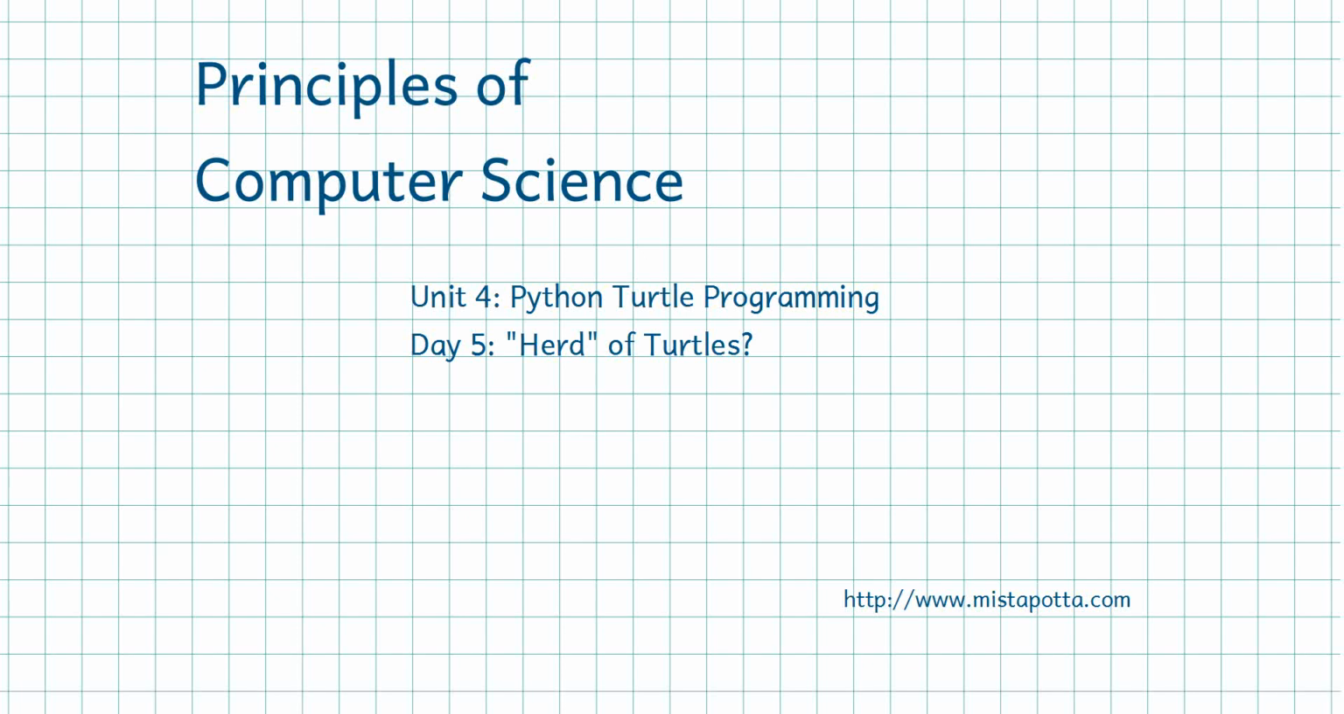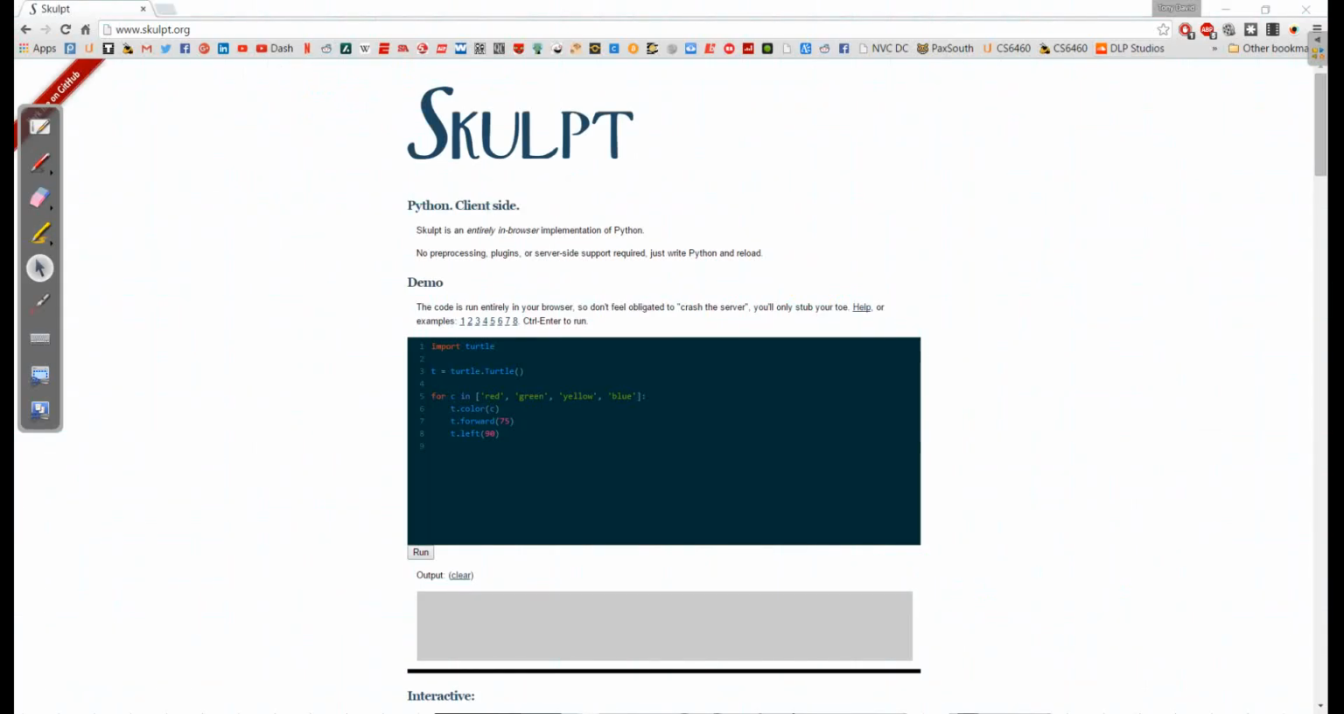What we're going to do in today's video is talk about a herd of turtles. I want to talk about dealing with more than one turtle at a time. So we're going to go to our usual suspect, sculpt.org, which is where we have our turtle website. This is where we've been programming in Python using our turtles, and we've had a list of colors, we've had a list of positions or distances or angles, but really a list can be a collection of any type of object. What we're going to do in today's video is make a list of a collection of turtles. So I'm going to go ahead and get rid of this.